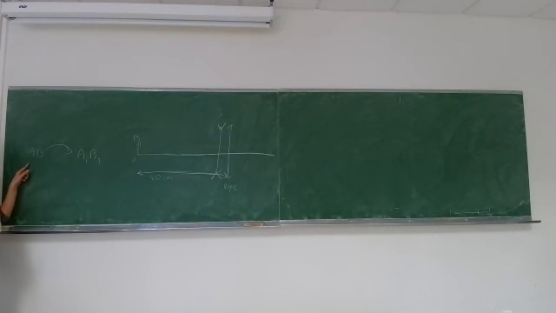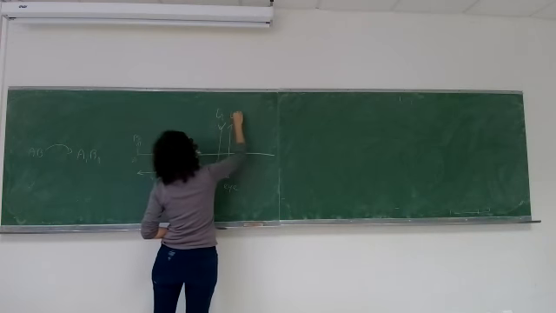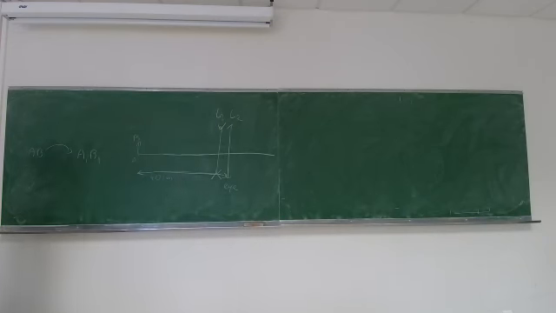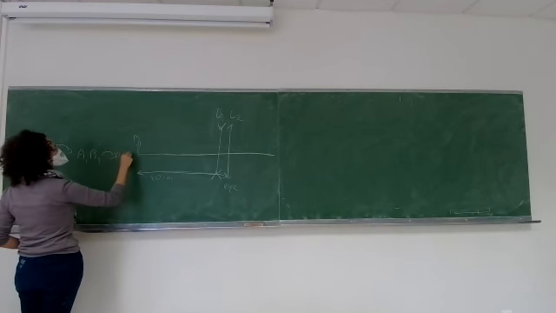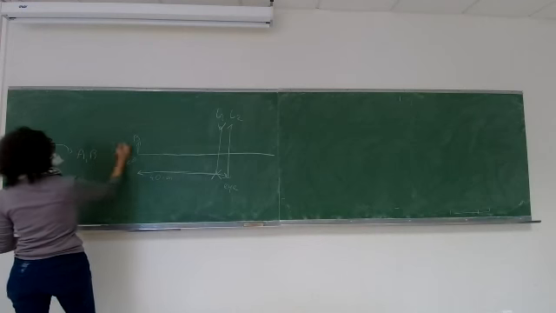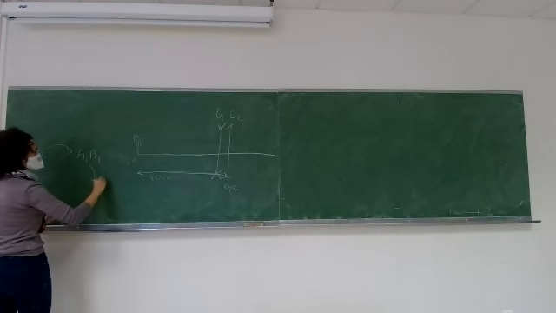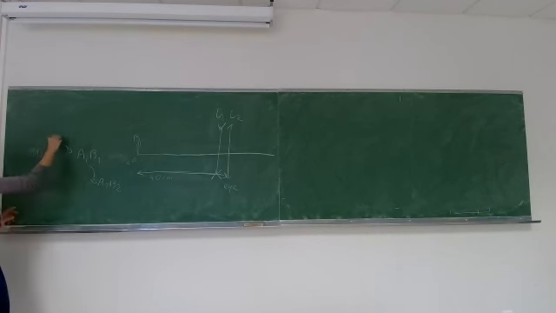Okay, AB has the image A1B1. And then for the other lens, okay, let's use those notations. Object, image, for the first one. Object, image, for the second one.